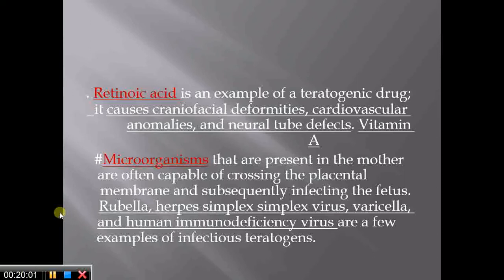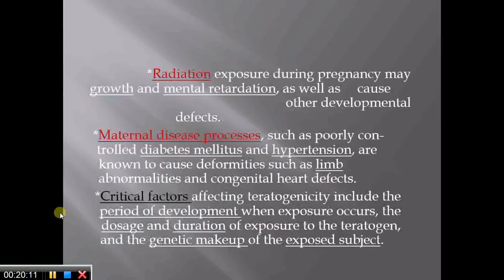Rubella, herpes simplex virus, varicella, and human immunodeficiency virus are a few examples of infectious teratogens. Radiation exposure during pregnancy may cause growth and mental retardation, as well as other developmental defects. Maternal disease processes, such as poorly controlled diabetes mellitus and hypertension, are known to cause deformities such as limb abnormalities and congenital heart defects.